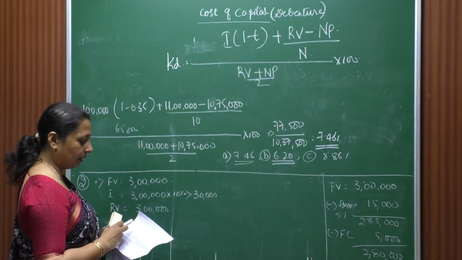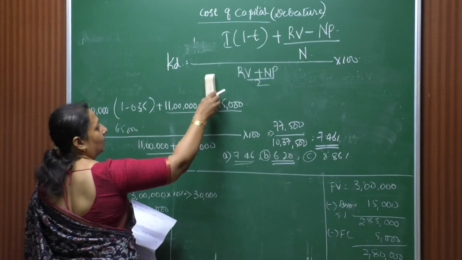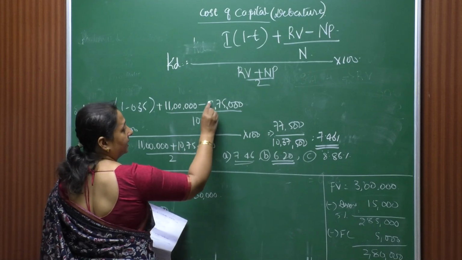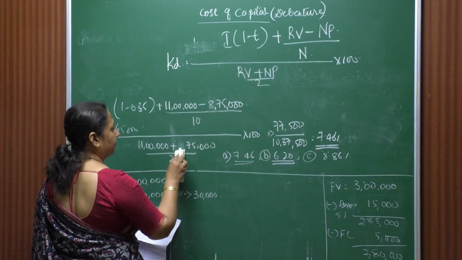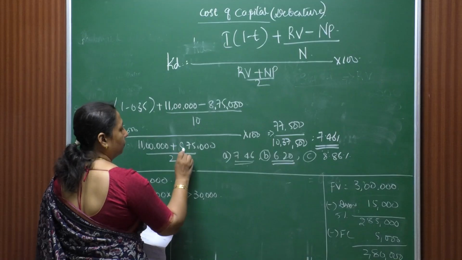For the third method, that is for a discount, you substitute net proceeds, which we calculated as 8 lakh 75,000, with the same face value, with the same thing.